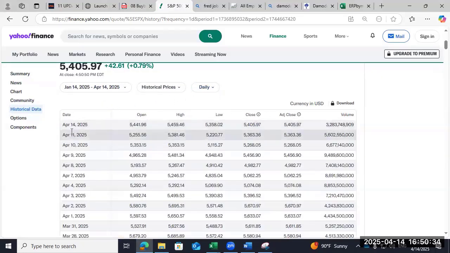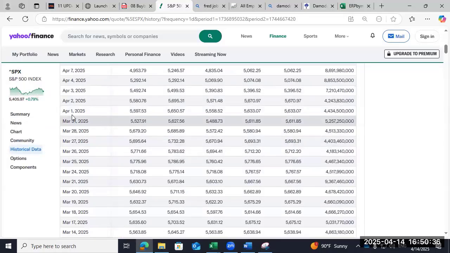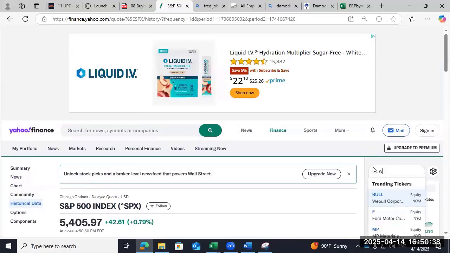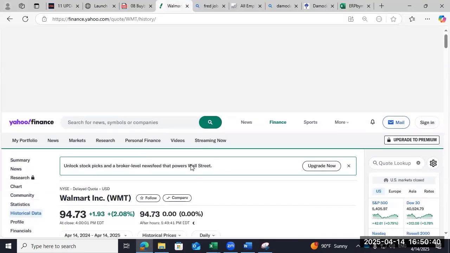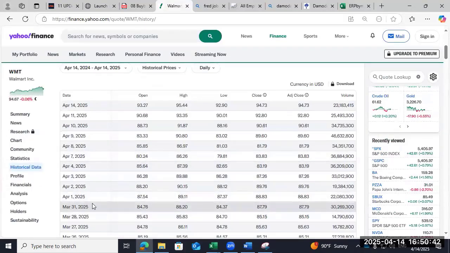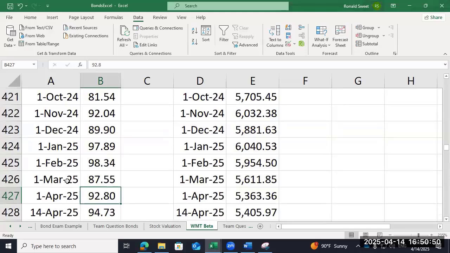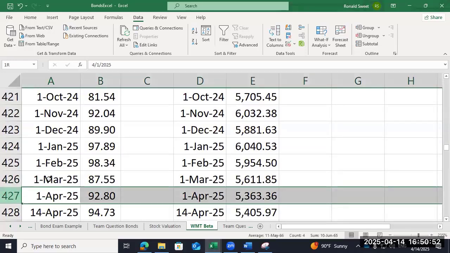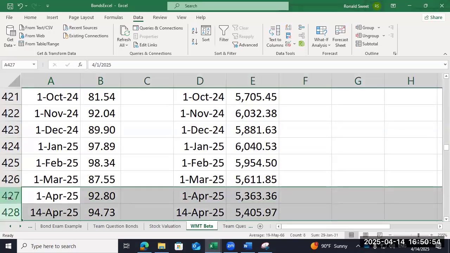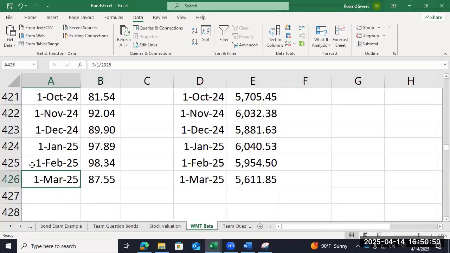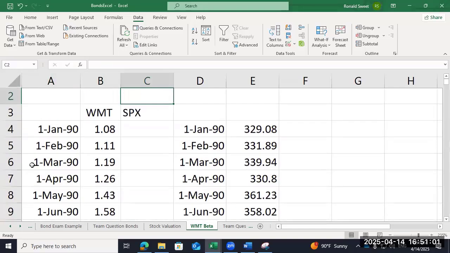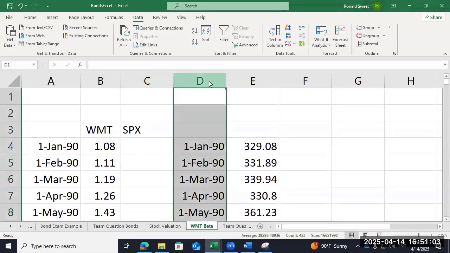I can tell y'all, March 31st, that's not Walmart. So March 31st was 87.79. Yeah, so I think this is March 31st, so I'm going to delete these. So you just have to get the data lined up. Once you get the data lined up, you got it made.